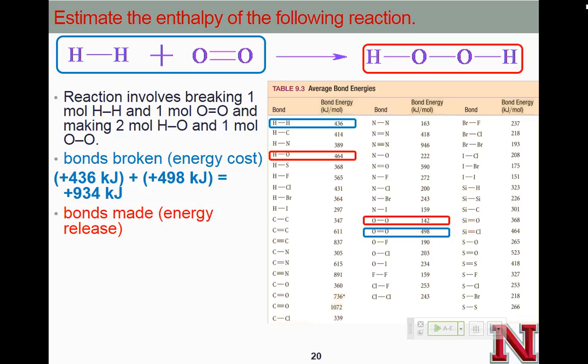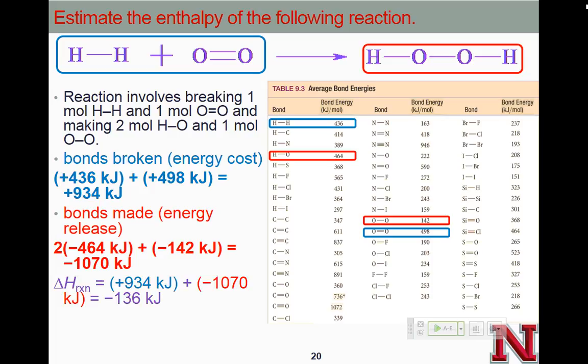Now note, we are forming 1 oxygen-oxygen single bond, but we're forming 2 oxygen-hydrogen single bonds. So we take that 464, well, we can multiply it by 2 because we're forming 2 of them. Then adding that together, and then our difference is going to be plus 934 plus our minus 1070. So again, this one's an exothermic reaction at minus 136 kilojoules. Again, you will be given a chart. I don't expect you to memorize those. That's silly. The actual appendix delta H of formation, meaning what was observed experimentally, is very close to what we just figured out. So that shows that this works.